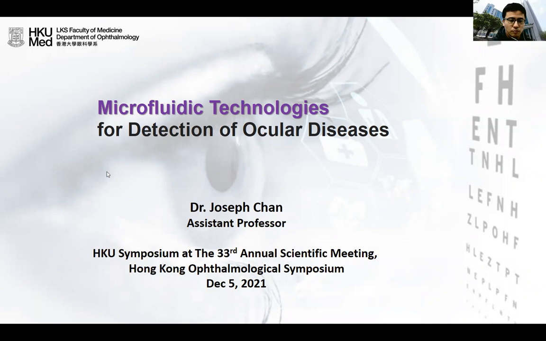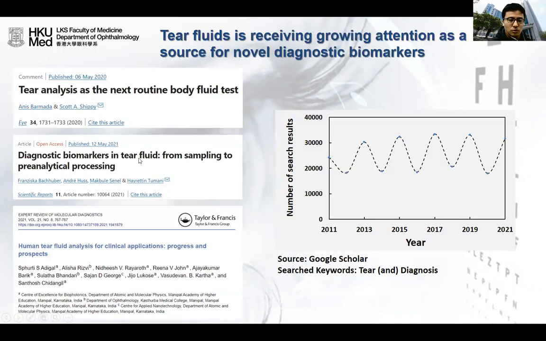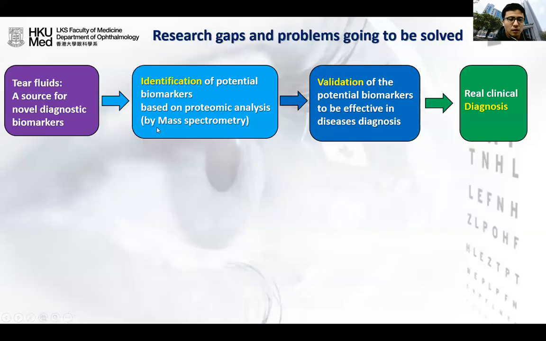Today, I will share with you briefly about our ongoing work on the use of microfluidic technologies towards the detection of biomarkers of ocular diseases within eye tears. Recent research has focused on revealing the possibility of using eye tear as the next routine body fluid test to diagnose ocular diseases, as tear has less complex composition than blood and can be collected non-invasively.